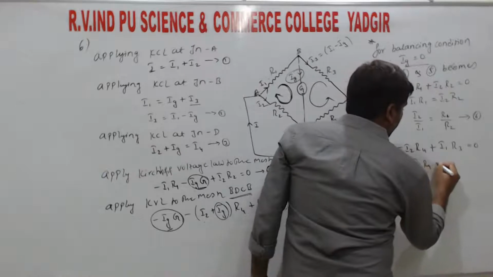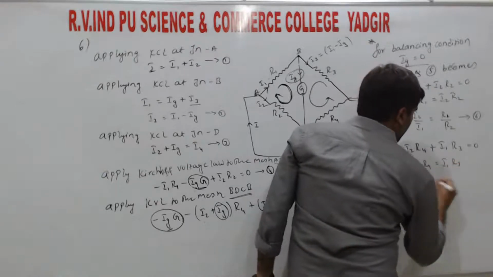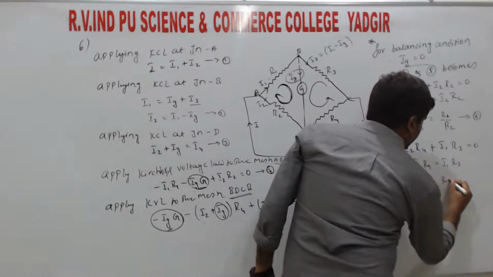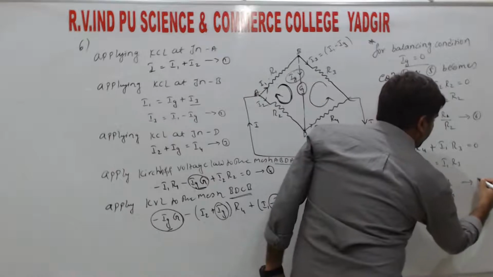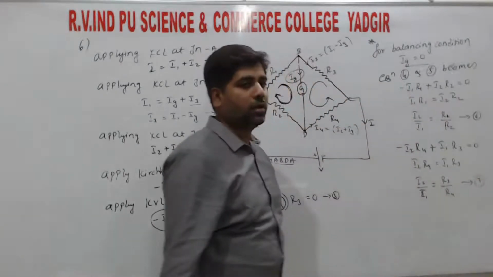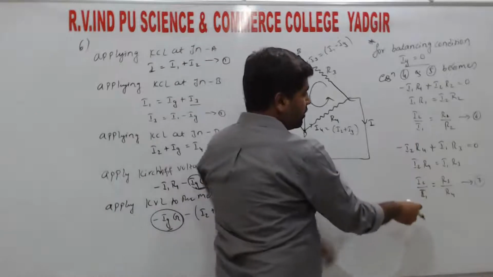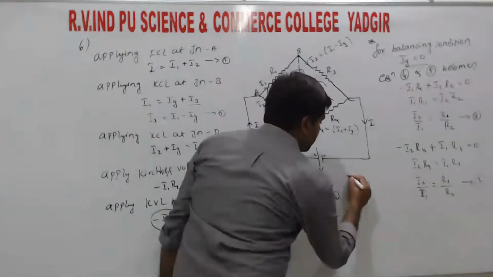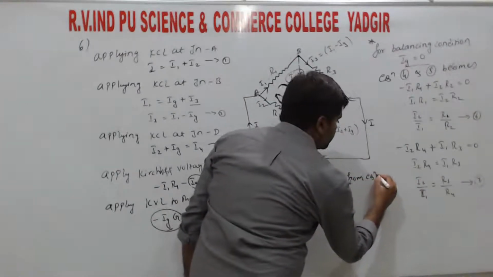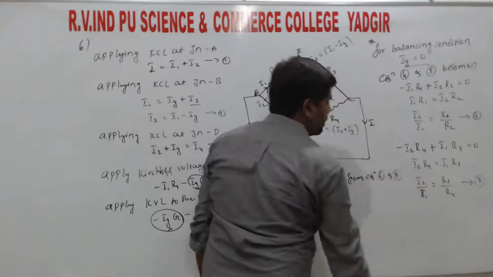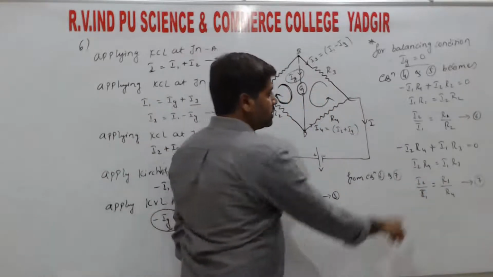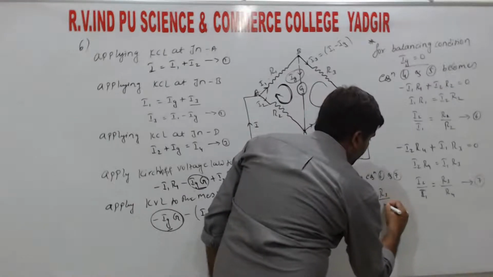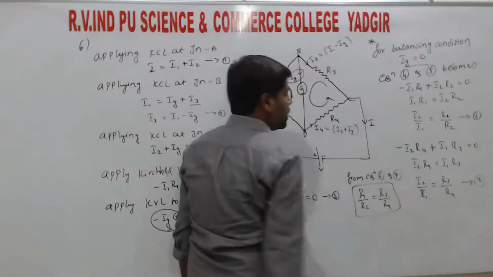So I2 R4 is equal to I1 R3, right? So I2 by I1 we can write as R3 by R4. So equation 7, right? So from equation 6 and 7, the LHS has two ratios the same, I2 by I1. Here also I2 by I1, right? So from equation 6 and 7 we can write R1 by R2 is equal to R3 by R4. So this is the balanced condition.